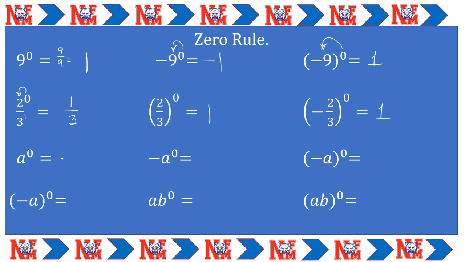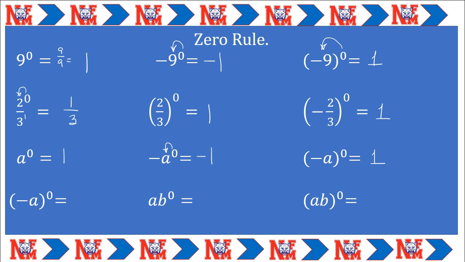A to the 0 is 1. We have negative a to the 0. The 0 is only applied to the a, so we have the negative, and we have 1. In this case, the negative a is the base, so it's negative a divided by itself, giving us a positive 1.